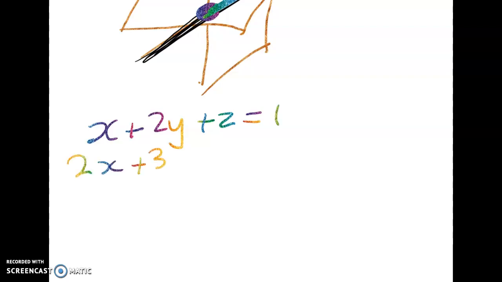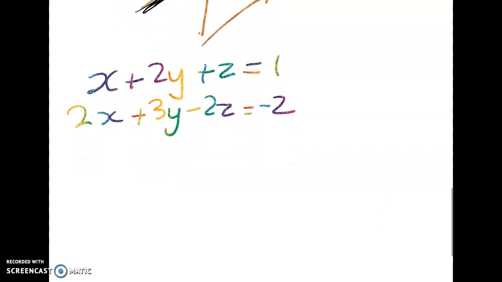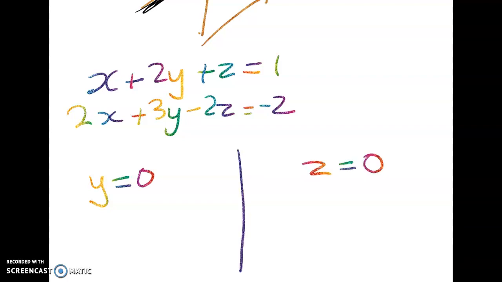So working with the 2 equations that we had to start with, we had x plus 2y plus z equal to 1, and 2x plus 3y minus 2z equal to -2. So we can look for any 2 points that satisfy those equations. And the easiest way to do this is to say, hey, let's hope that somewhere on that line it goes through y equals 0. So that's going to get me my first point. And then I'm going to go, okay, let's hope that we have a point that goes through z equals 0.